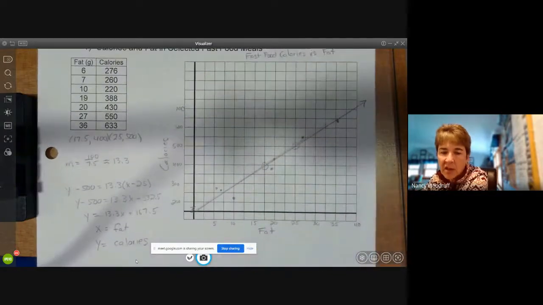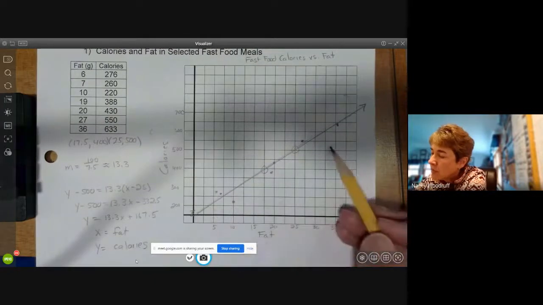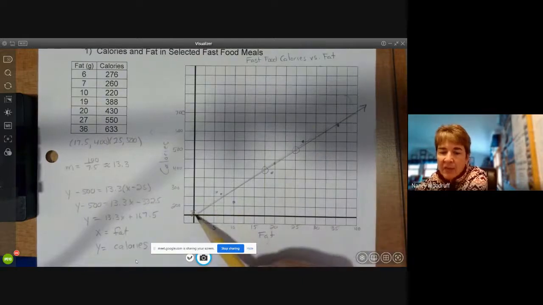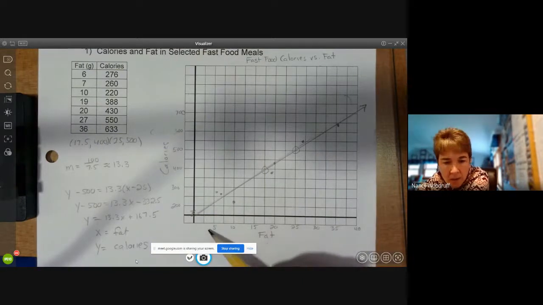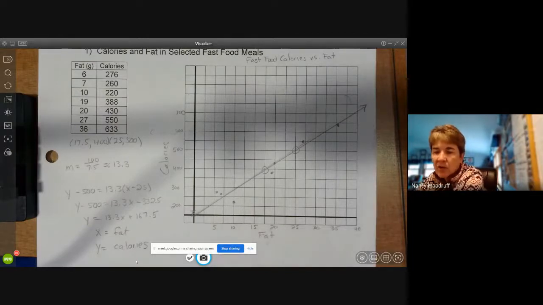Okay, so now I plot the points. Now I'm on track. I plot the points and draw in my ray. In this case, it does not make sense to have an arrow down here. Wait a minute, did I just lie to you? No, because you're not going to go below 0 fat. So since this is 0 fat, it's going to end somewhere there.